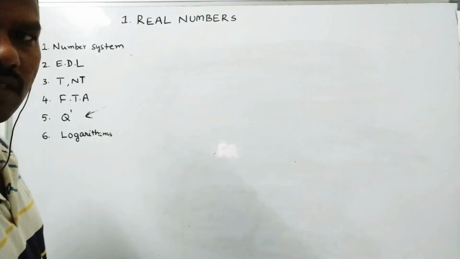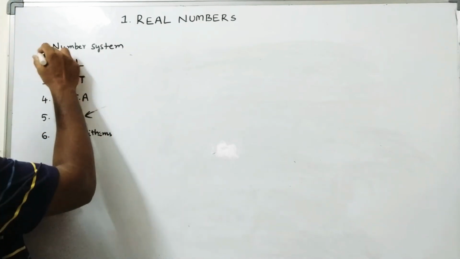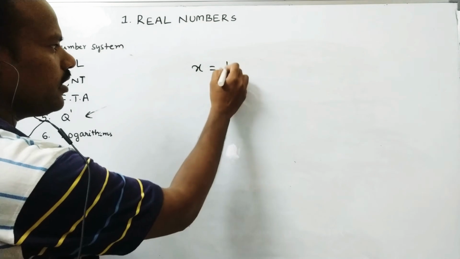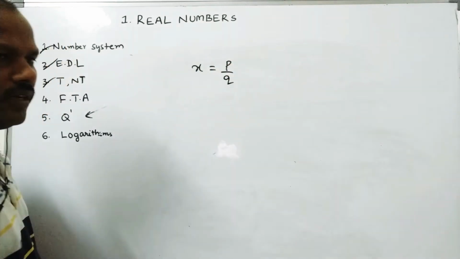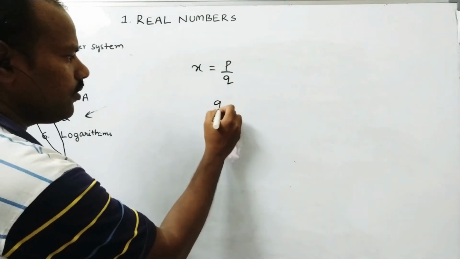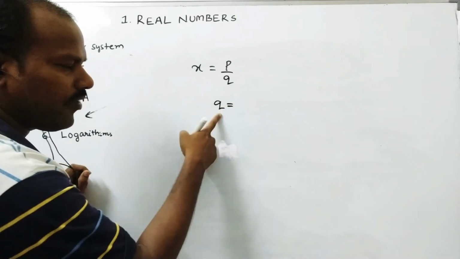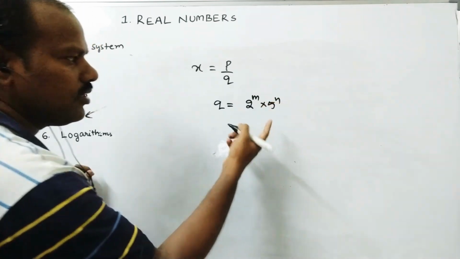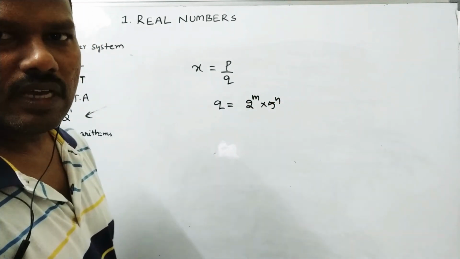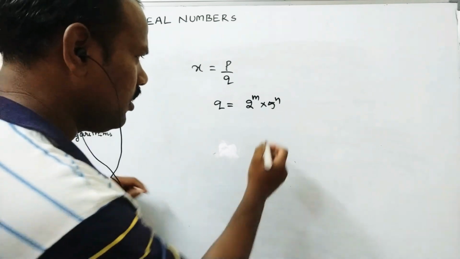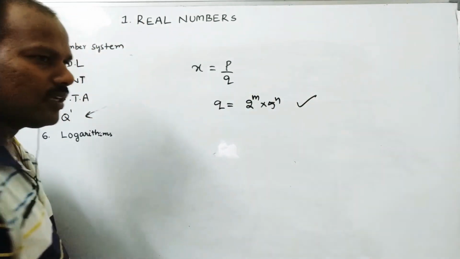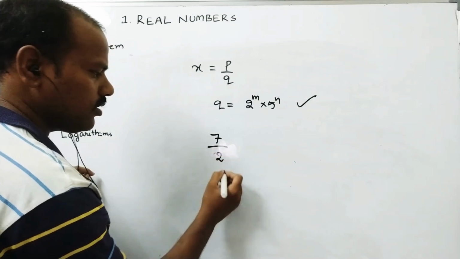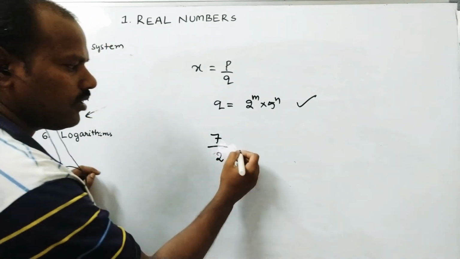Now let's see the next one, terminating and non-terminating. Let x be any rational number in the form p by q. If the prime factorization of q is written in the form 2 power m into 5 power n, and you can interchange these, 2 power n into 5 power m also, then the rational number is terminating. Example, 7 by 2 is terminating. How do I know?